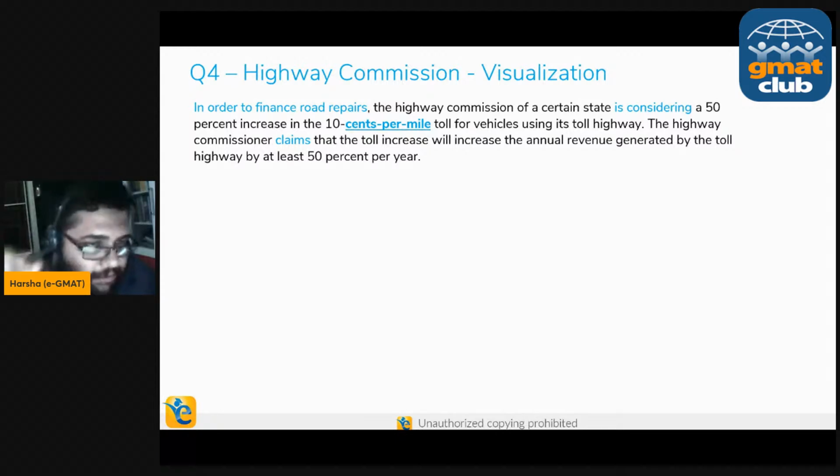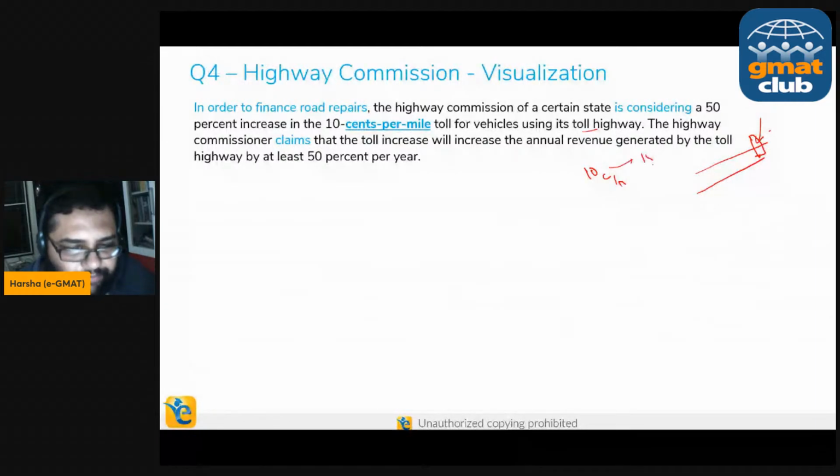The highway commission of a certain state is considering, so again, it's not a done deal, it's just a plan at this stage, a 50% increase in the 10 cents per mile toll for vehicles using its toll highway. So essentially you have a highway, and you have these toll booths, and these toll booths charge a certain toll rate. So right now it's 10 cents per mile. The idea is that with a 50% increase, it will become 15 cents per mile.